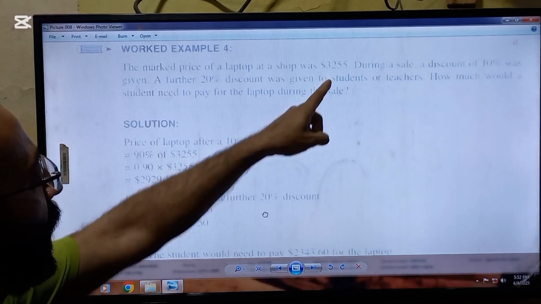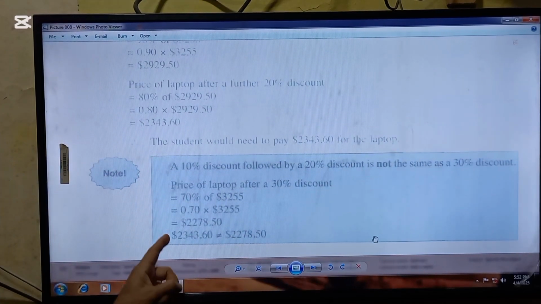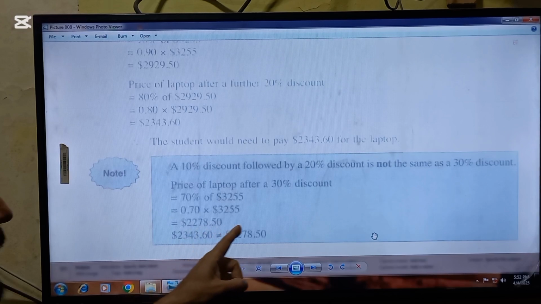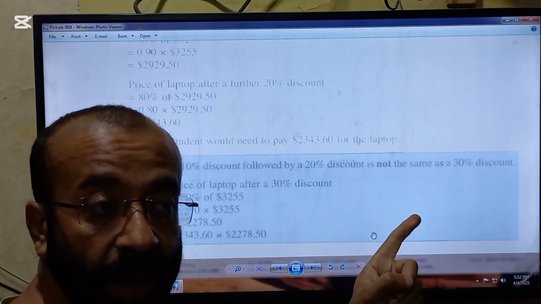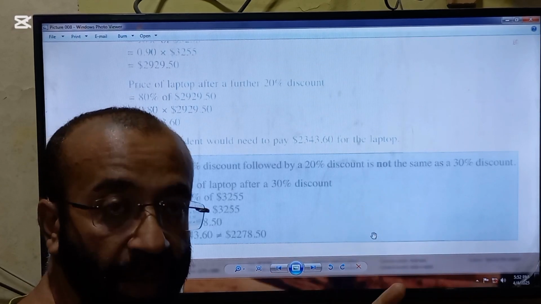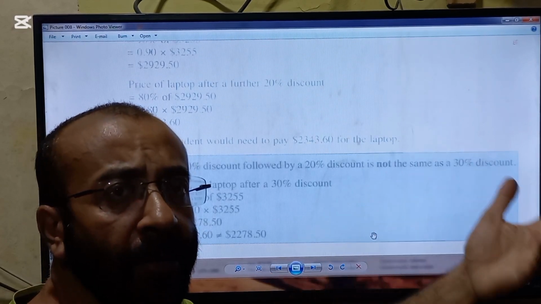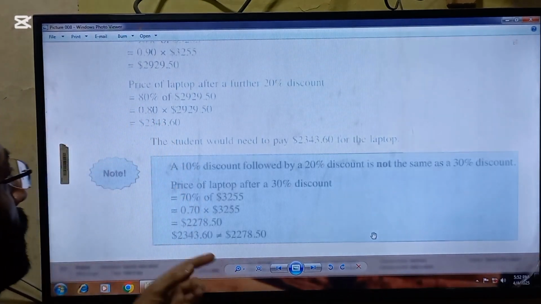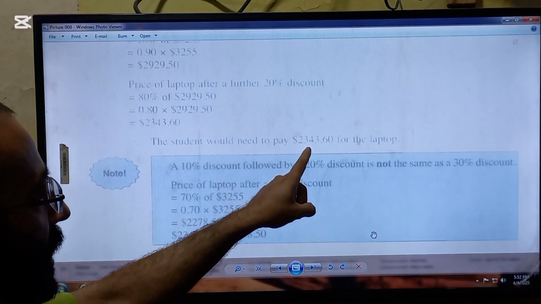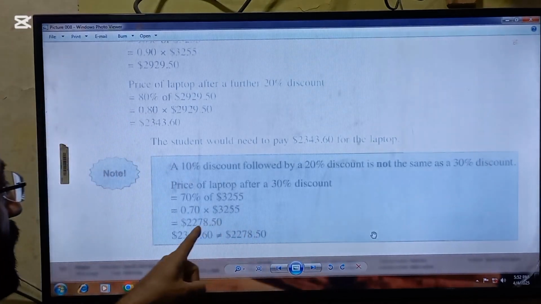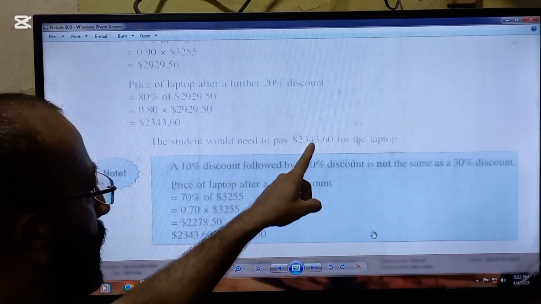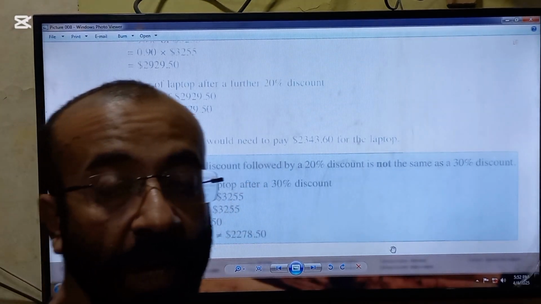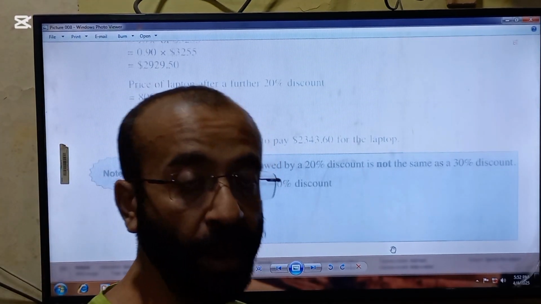Look here. Suppose we solve it now, we will get an answer of 2278.50. So this is the price after 30% discount, but this was not actually the original case. In the original case, we are given a 10% discount and then a further 20% discount for teachers and students. So look here, we got this answer, but a 30% discount gave us this answer. So these two values are different. This and this are different. So do not ever add the two discounts at the first step.